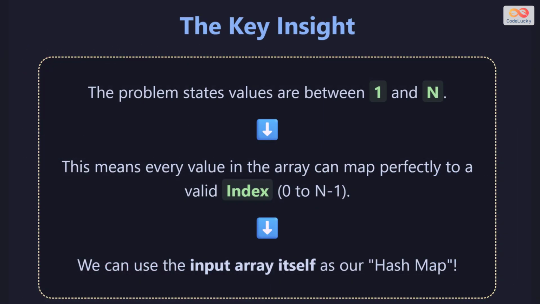To solve this optimally, we need a key insight. The problem guarantees that all numbers are between 1 and n, since array indices range from 0 to n-1. The values in the array map perfectly to the indices of the array. This means we can use the input array itself as our memory storage.